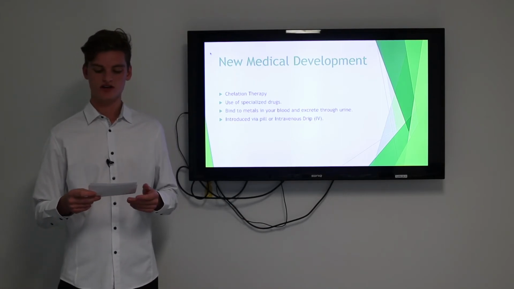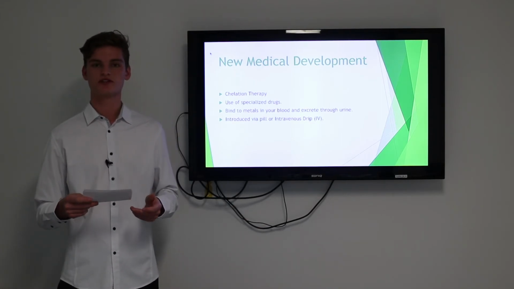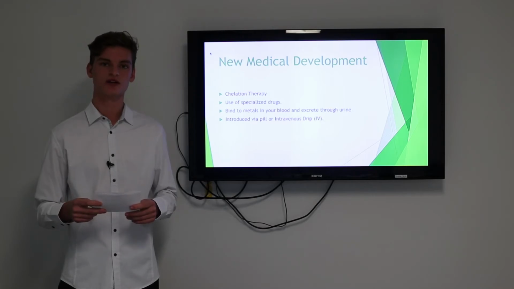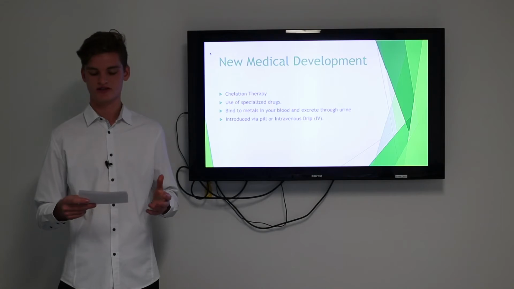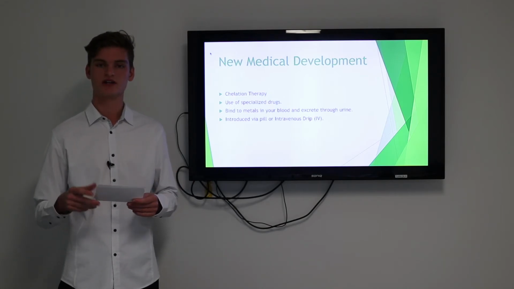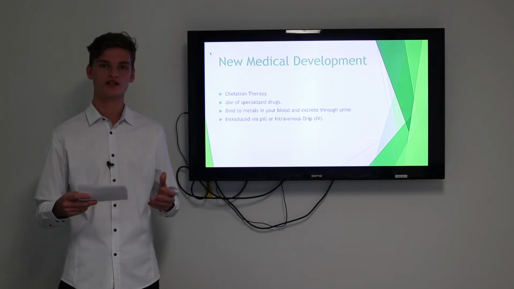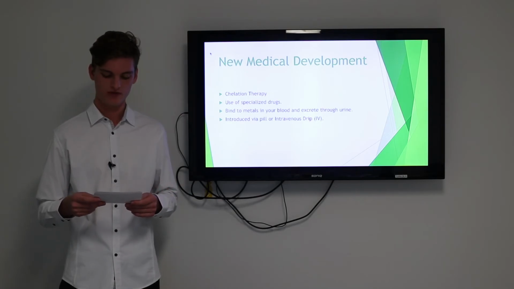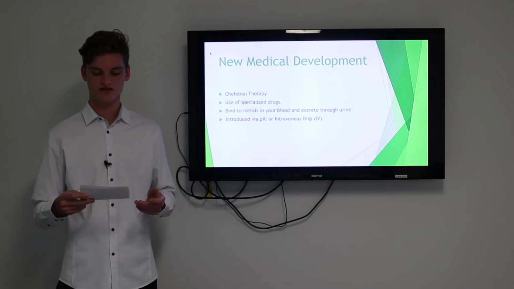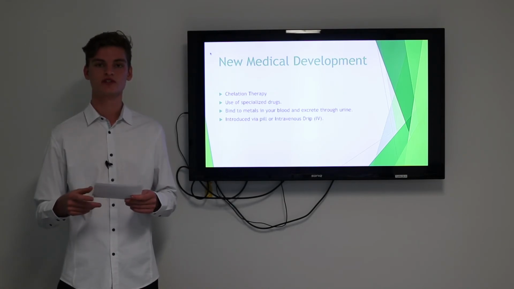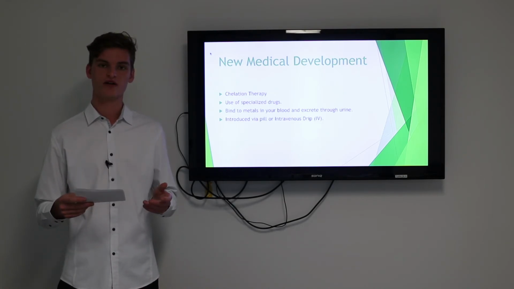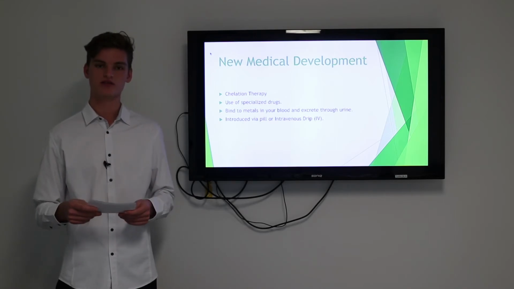Chelation therapy is a treatment option that involves the use of specialized drugs that bind to metals in your blood and excrete them via urine. The medicine is introduced to your bloodstream either by an intravenous drip in your arm or can be taken orally by a pill. These iron chelators have side effects which can consist of diarrhea, vomiting, rash, and vision and hearing problems. However, the benefits greatly outweigh these minor effects.